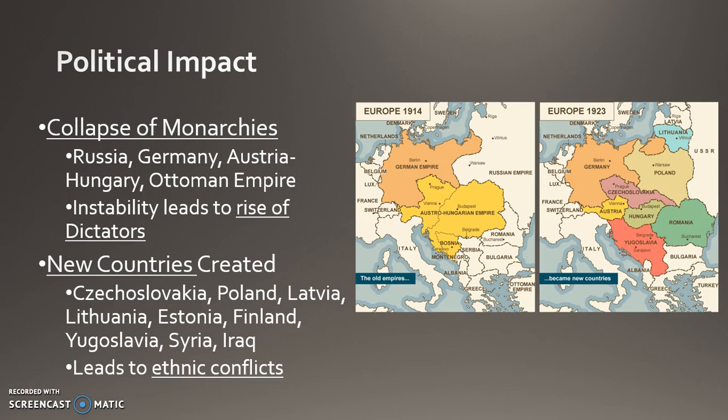A lot of new countries are created at the end of World War I. Countries like Czechoslovakia, Poland, Latvia, Lithuania, Estonia, Finland, Yugoslavia, Syria, and Iraq. They're fairly new countries, and new countries usually experience a lot of instability. This change also leads to ethnic conflicts in those regions.